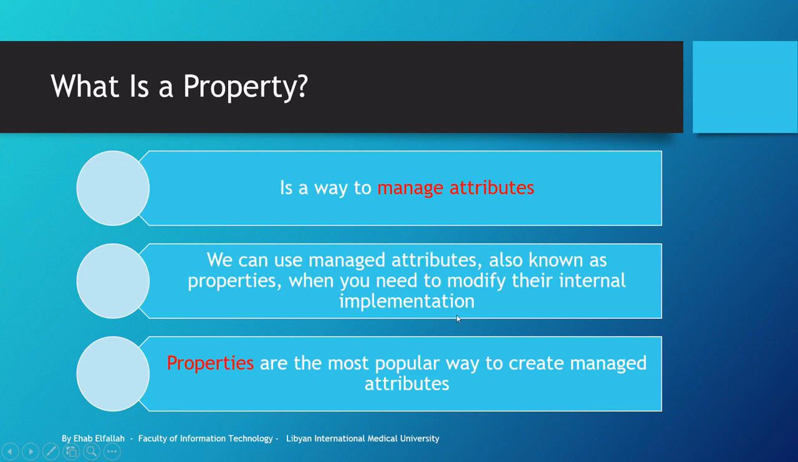If, for example, we want to make this attribute read-only or write-only, we cannot do it if we define it as a normal variable. Properties are the most popular way to create managed attributes. In the real world, when you define attributes in a class, you usually use properties for all attributes. You do not define the attribute as a normal variable. The best way to write a class is to write the attributes as properties.